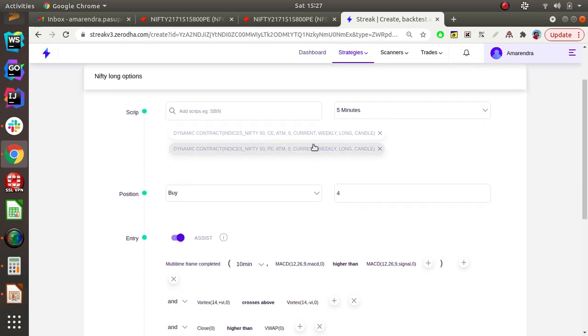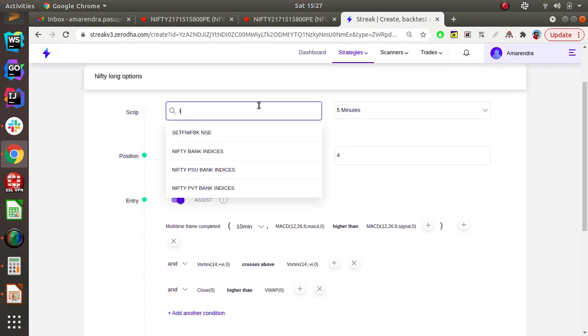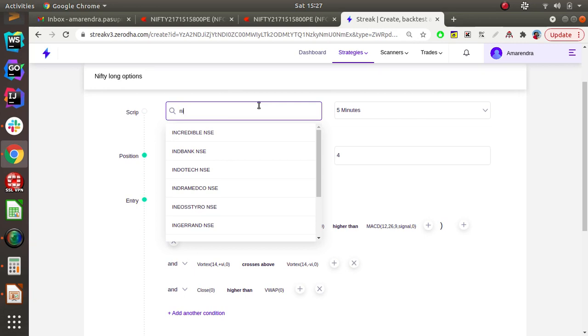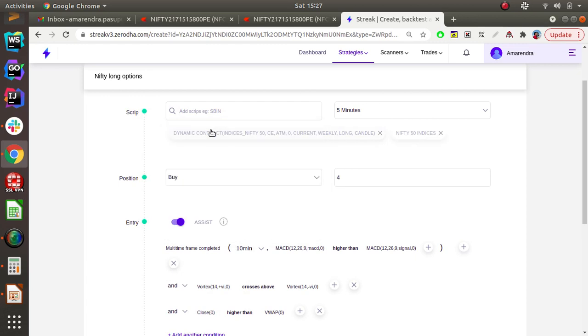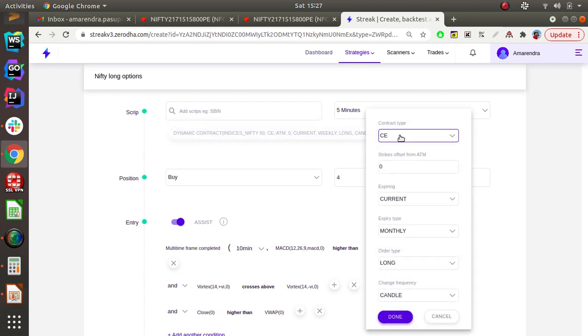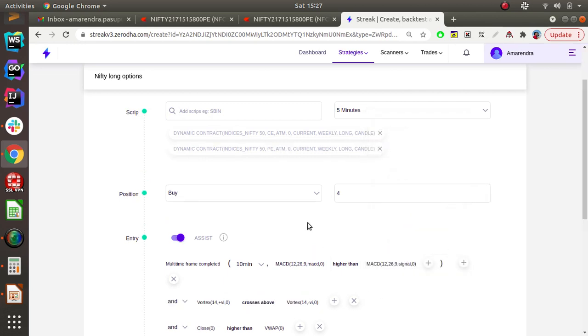Okay, see. What I am going to select is the Nifty 50 index, CE current weekly, long, which is buying. Similarly, Nifty 50 PE, strike 0, current weekly, long. Okay, I'm going to buy 4 lots.